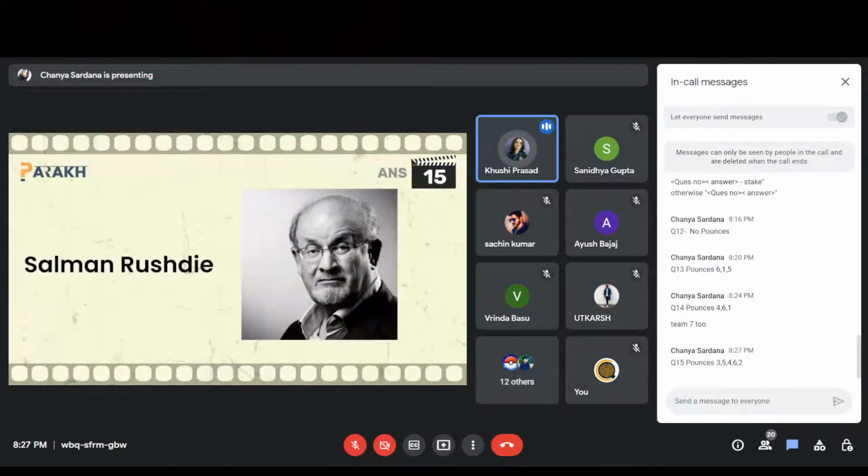Team 7, your pounce will not be considered. So Team 4 will get a minus 10. Team 3 will get plus 20. Team 6 will get a minus 10. Team 2 gets plus 20. And Team 7, your pounce won't be considered. Team 5 also gets points. Team 5 also plus 20, right. On to the next question, direct for Team 8.